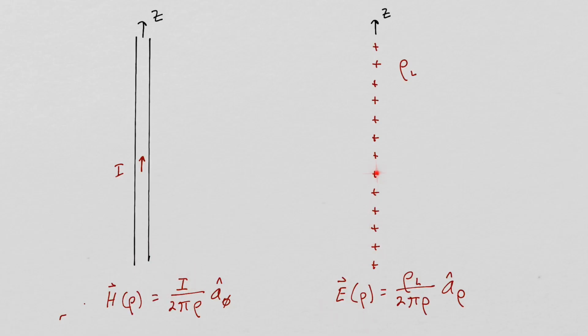So we see similarities, but now the big difference: the magnetic field intensity is in the phi direction and the electric field intensity is in the rho direction. They're at right angles. And this we will see continuously, that the electric and magnetic fields will be at right angles for similar situations.